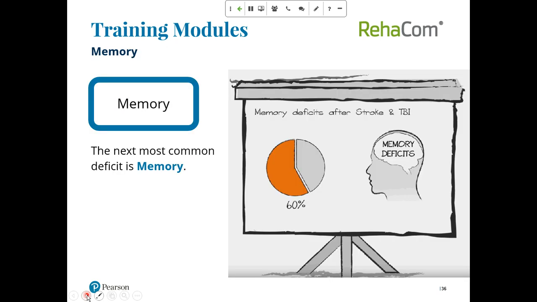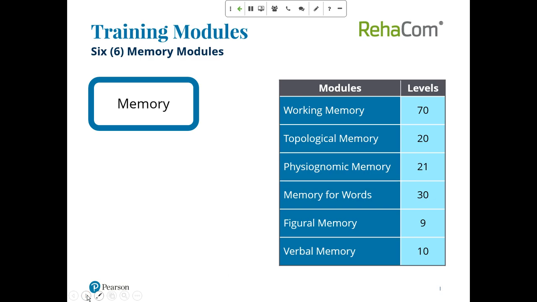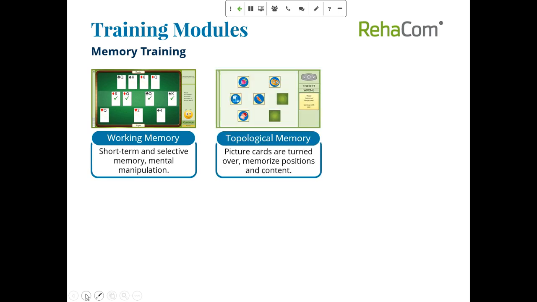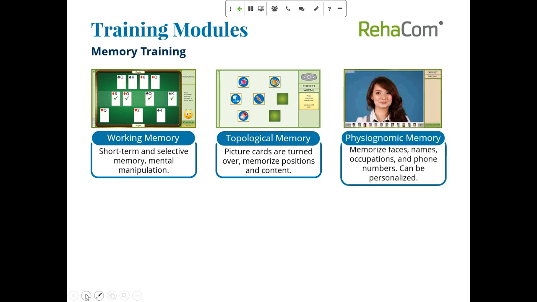One of the next areas is called memory, and we have these different aspects of memory, including working memory that has a lot of different components to it, different levels, topological, physiognomic, and so forth. Let's get on with this. And you can see, here's working memory. Can you remember the cards and where they were? Can you remember those picture cards and shapes? And can you remember faces? Interesting thing about physiognomy is, can the person remember the names, occupations, and phone numbers?